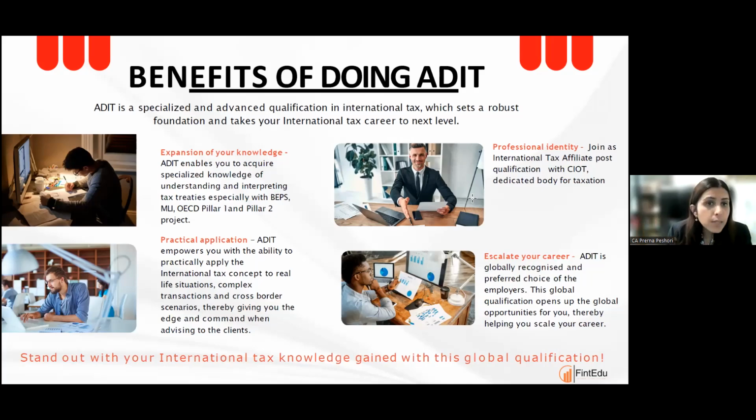Now we have the OECD Pillar 1 and Pillar 2 project. What is it all about? You might not know the nuances of that, but this course will give you the idea, or will help you to understand it in a much more detailed manner. This course is not only something which will enable you to learn these concepts, but you will be able to apply these concepts in a practical manner.